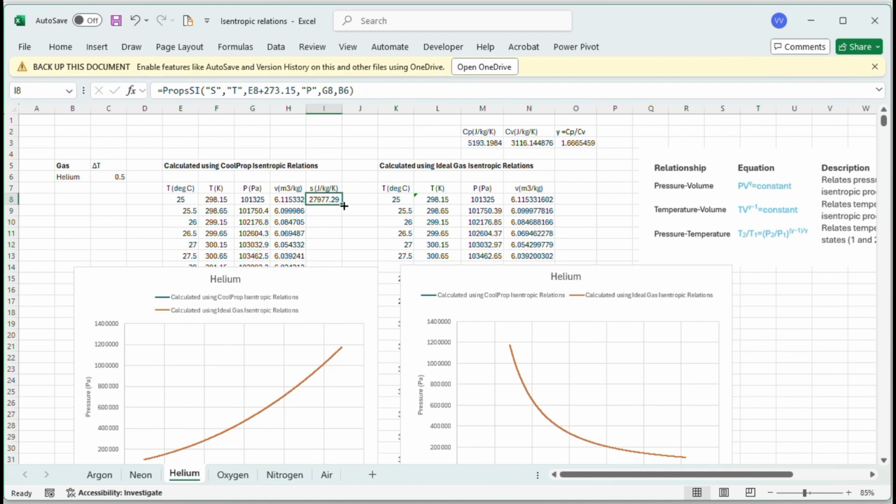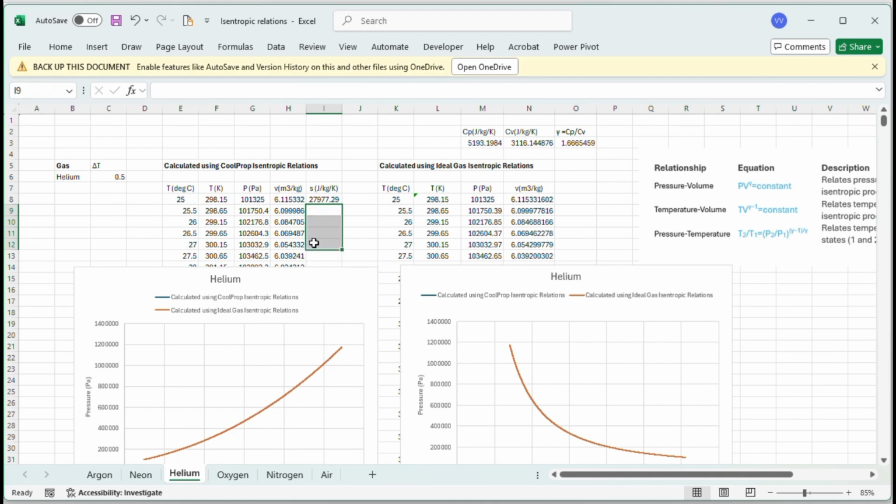Okay, so if I drag this down, you could see all of them have the same entropy, every row. Okay, so that's how we are calculating using CoolProp.